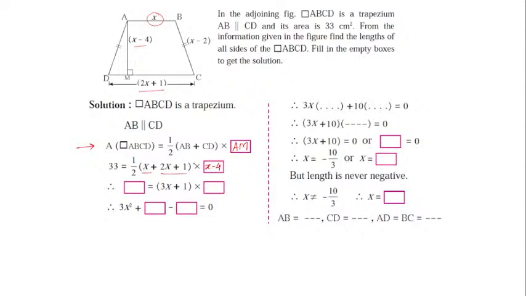Now we have to simplify this. So if we add one step here, 1/2 coming to the left hand side, it will be in the numerator. So as to have 33 into 2, that is 66 is equal to x plus 2x plus 1, that means 3x plus 1, into x minus 4. So here in the first box we should have 66, that is equal to 3x plus 1 into x minus 4 as it is. And now we have to simplify this to get a quadratic equation.